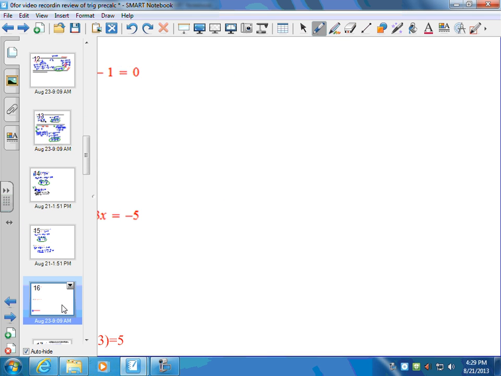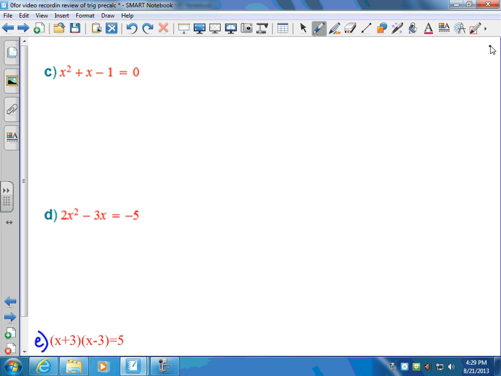Okay, what about the next example, x squared plus x minus 1 equals 0. Same question. For every equation you see on this page, solve the given equation for x. So I'll give you a moment to work on this, and then please come back, check your results.